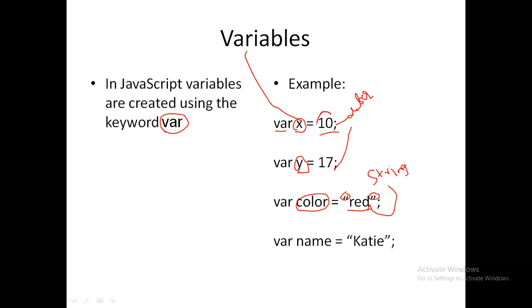When I'm storing numbers in this fashion, we call this an integer data type because it's numbers. So here name, color, y, x, these are all variables of different kinds of data. Data can be numbers or strings or dates. It can be anything.